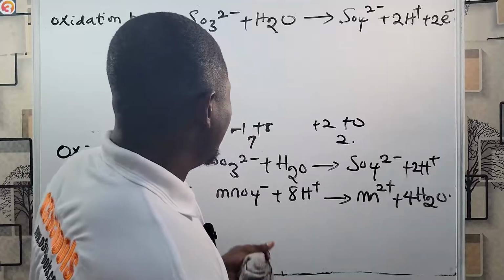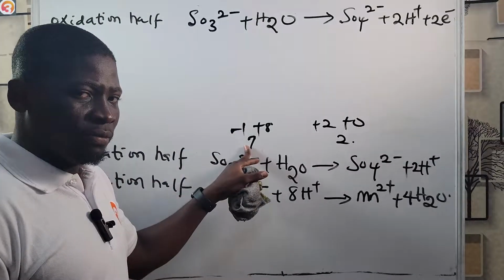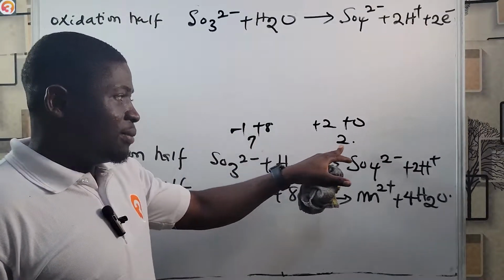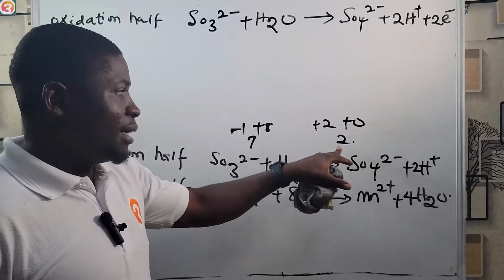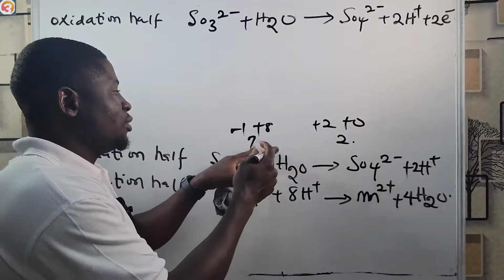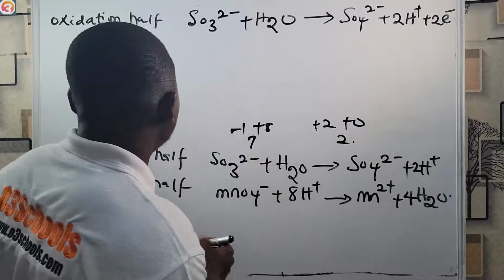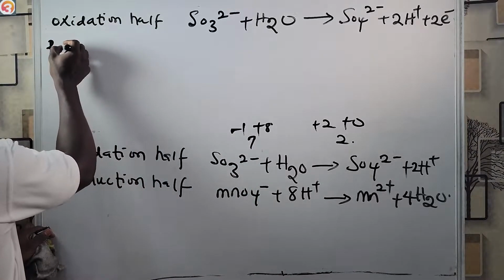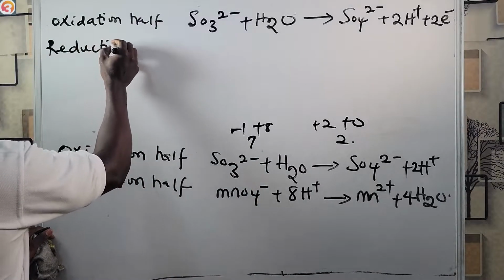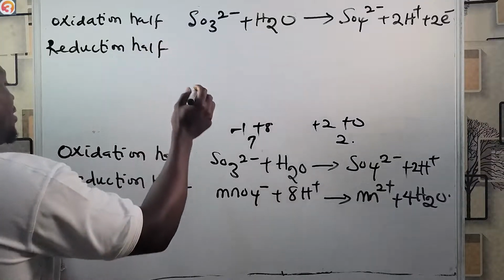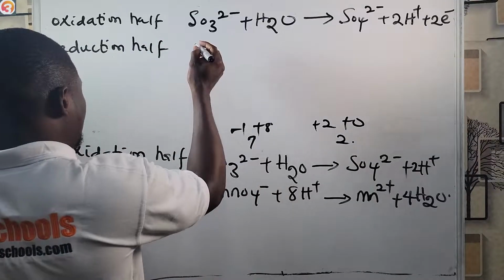So that means that this side is more positive. So we add 5 electrons. How many electrons difference? 7 minus 2 is 5. So we add 5 electrons to the left hand side. Okay. So that for the reduction half now we're going to add 5 electrons. So I'm going to have what?